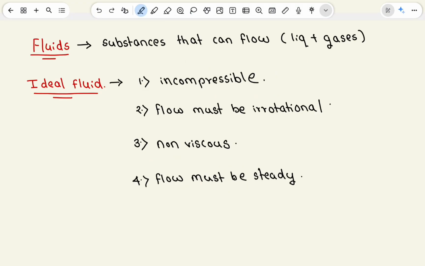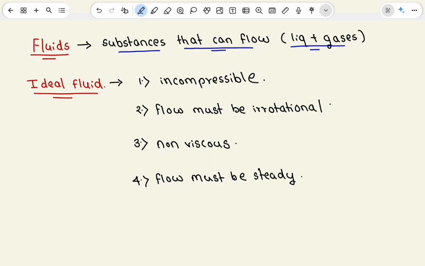Okay, so let's start with the first topic of the chapter, which is nothing but fluids. Now, if we go with the definition of fluids, it is as follows. Basically, fluids are nothing but substances that can flow. Therefore, we can easily say that liquids and gases are fluids.